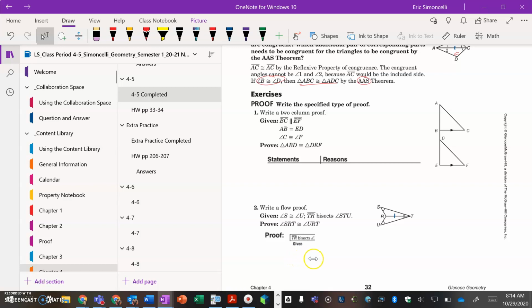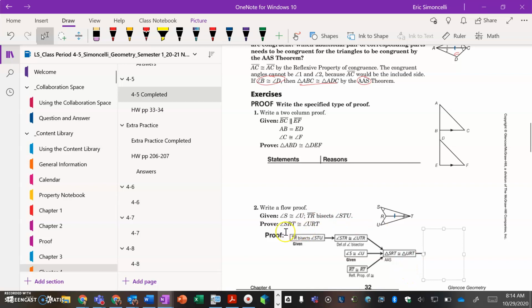Here's how the flow proofs work. Very similar. You're going to start with your given. TR bisects angle STU, and that leads to the following. Angle STR is congruent to angle UTR. That is by definition of angle bisector. Angle S is congruent to angle U, that was given. And then you also see here as the third part, you've got RT congruent to itself, and that's by the reflexive property. So these three things lead to what? Triangle SRT is congruent to triangle URT, and that's by angle, angle, side.